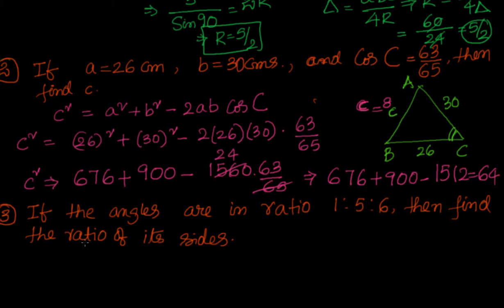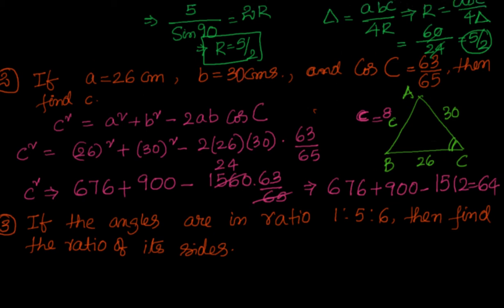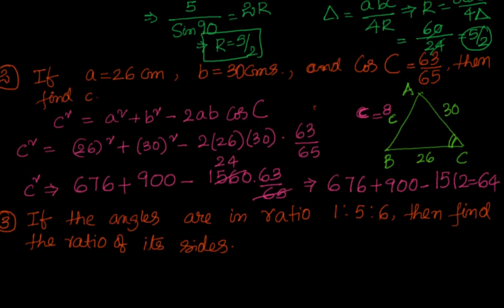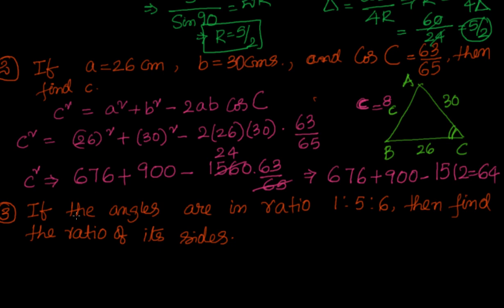Okay, right. Let's go to the next one. So simply we have applied law of cosines here and we have applied law of sines earlier. You can see how it is useful to learn these formulas. If the angles are in the ratio 1:5:6, then find the ratio of its sides. Angles are given to us in the ratio 1:5:6, then find the ratio of the sides.